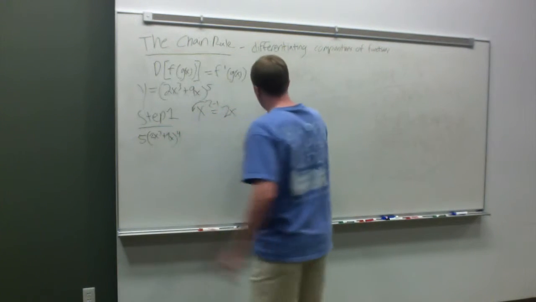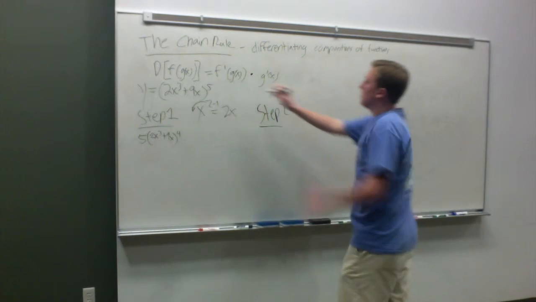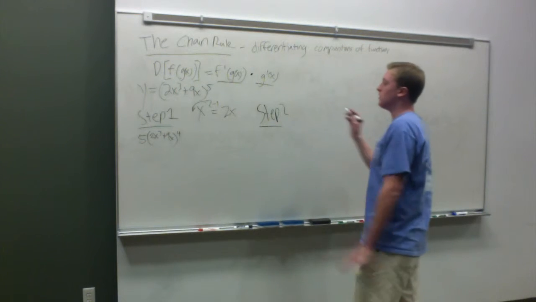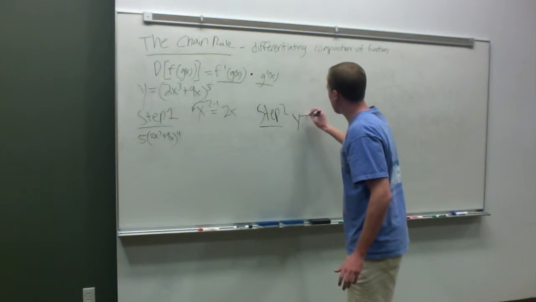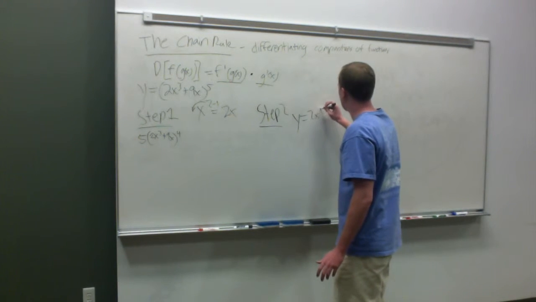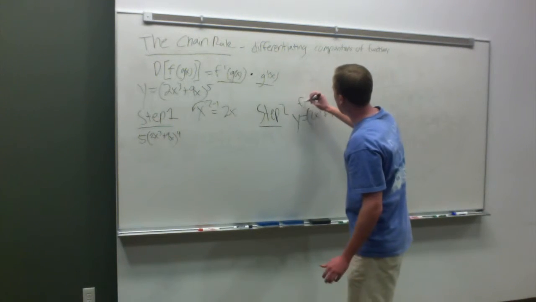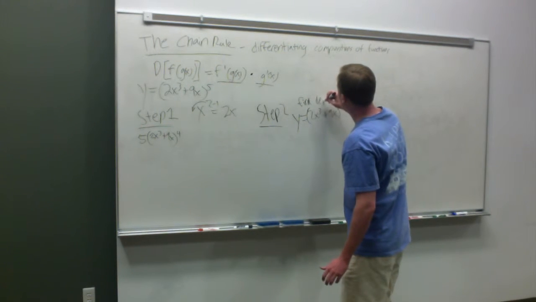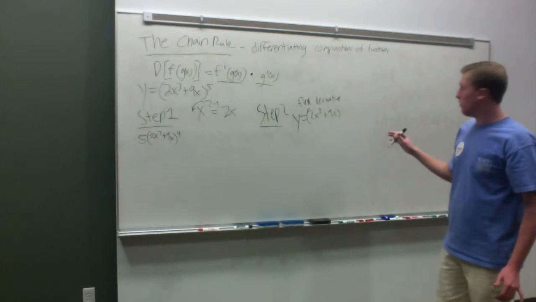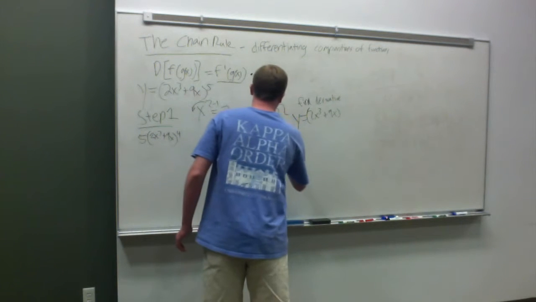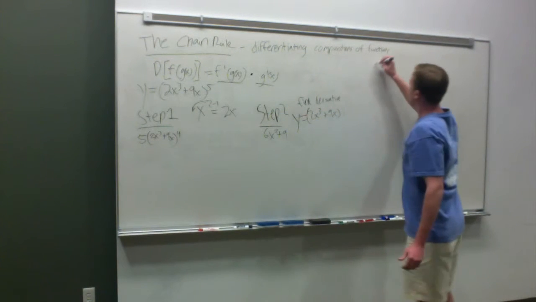Now, step 2. There's step 1. Step 2, we're going to take the derivative of g of x, and g of x is this function in between the parentheses. So we're going to take the derivative. Here we go over here. y equals 2x to the third plus 9x. There's a function. We're going to find the derivative. All right, so everybody get a look at that. So all you're going to do here is 6x squared plus 9. Pretty simple, right? Moving on.